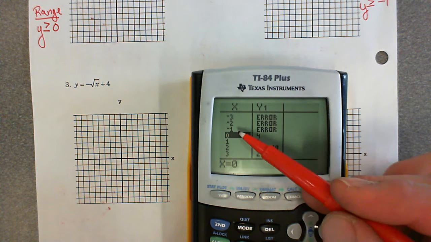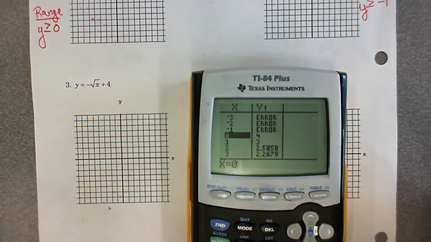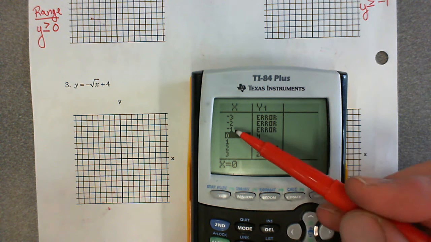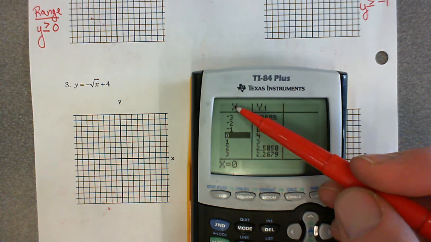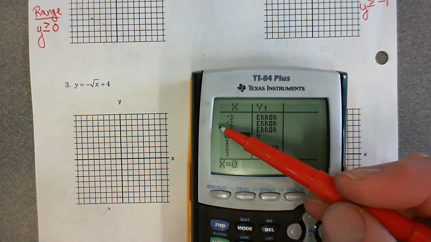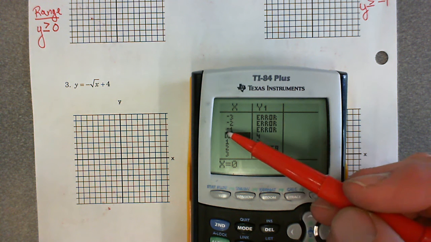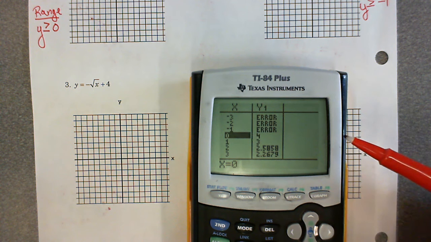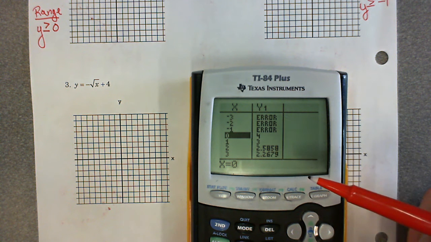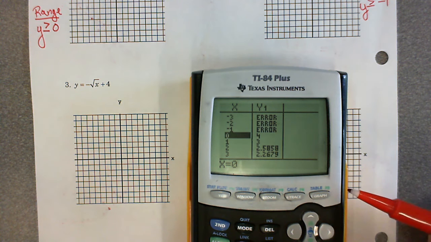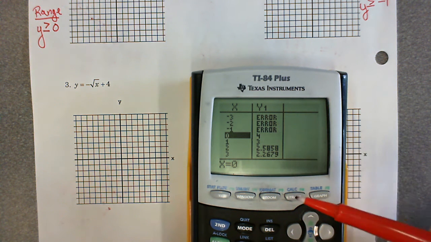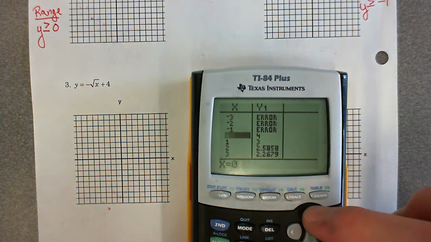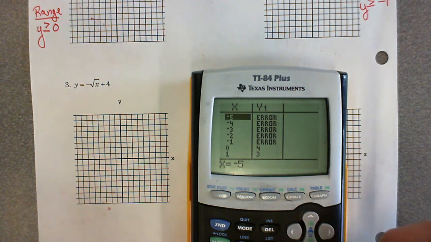Well, on our table, look what happens right above it. We have an error starting at -1. Well, remember, we're taking the square roots of these numbers. So if this was under a square root, this would be the square root of -1. And we said the square root of -1 was a non-real answer. That's why it's coming out as an error. If you take the square root of -2, can't take the square root of a negative, that's an error. Square root of -3, that's an error. All these values up here are going to be errors.